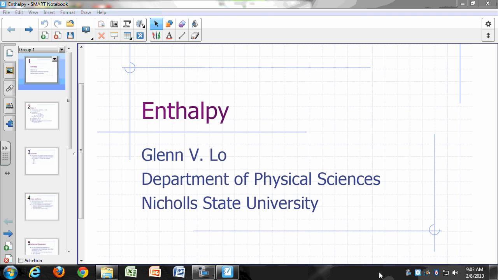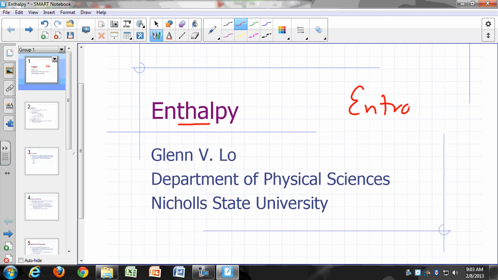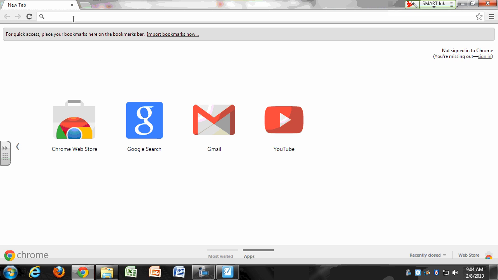Okay, so let's now talk about enthalpy. The stress on the syllable when you pronounce this is the second syllable. We say enthalpy, and that makes it easy to distinguish it from the other property that we'll encounter later, which is entropy. When you say entropy, the stress is on the first syllable. When you say enthalpy, the stress is on the second syllable. And you can see that if you look up the definition of enthalpy.